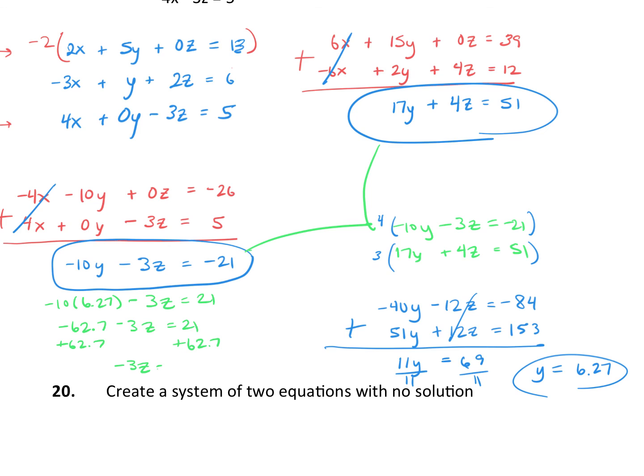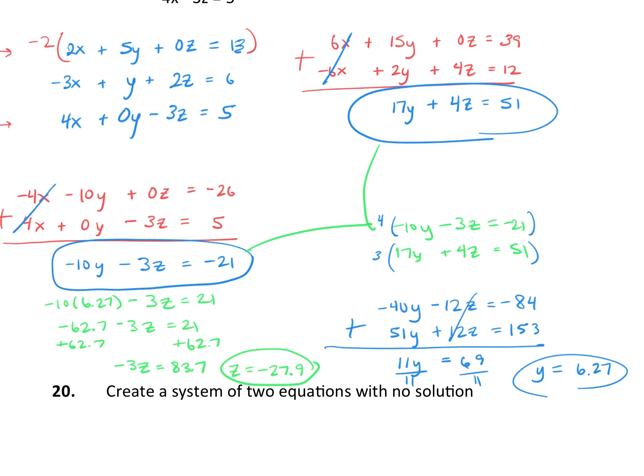Negative 3z equals 83.7. If you divide both sides of your equation by a negative 3, our z value is negative 27.9. All right, so we have our z, we have our y.